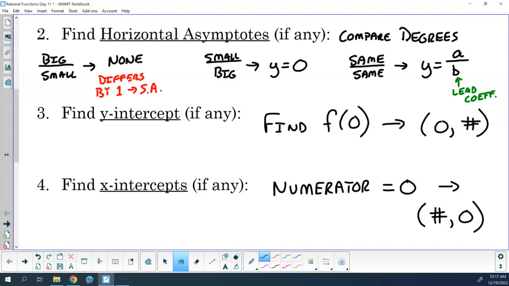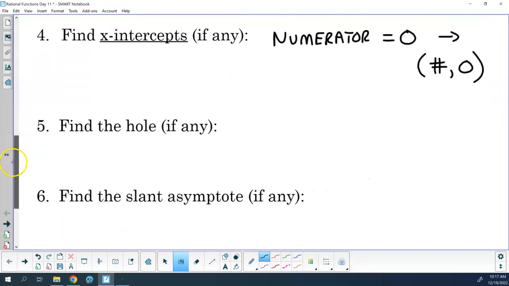The degree of the numerator. The degree of the numerator tells you how many you're going to have. Okay? So when you're comparing degrees up in step number 2, you're also asking yourself how many x-intercepts you're going to have in step number 4. Okay? Step number 5, find the hole.